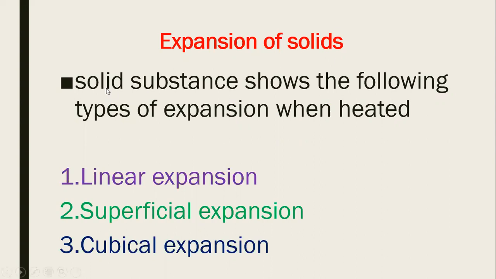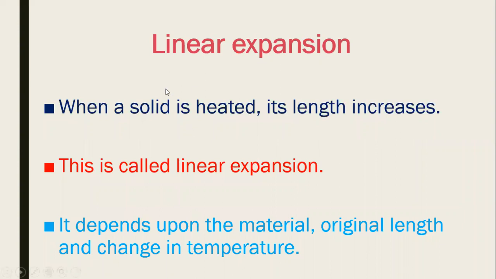Expansion of solids. Solid substances show the following types of expansion when heated. When you heat a solid substance, you can see the following expansions: one is linear expansion, second is superficial expansion, and third is cubical expansion. We have to explain them individually. So the first one is linear expansion.